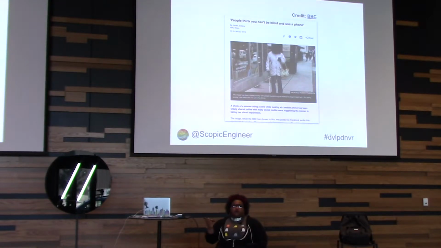And this article was about how this particular picture was shared on social media because people were like, well, she has an assistive walking stick and she's on her phone and she's checking her phone, and people are like, oh, well, she's blind, she can't use her phone, so she is faking her disability.